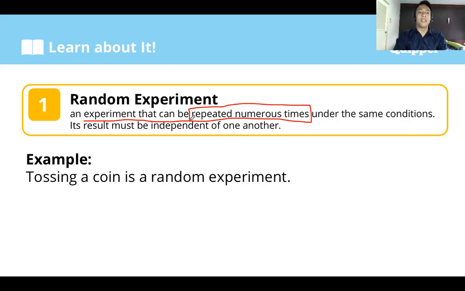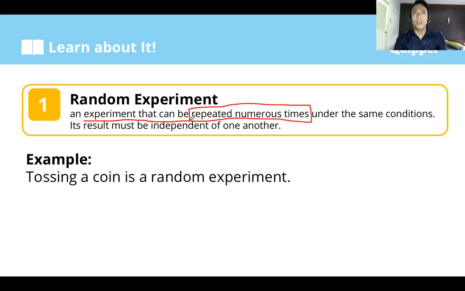For example, tossing a coin is a random experiment. Madalas yung gambling tayo dito. Again, in summarizing this one, a random experiment is an experiment that can be repeated numerous times with the same condition, and the results must be independent of one another. So tossing a coin is a random experiment.